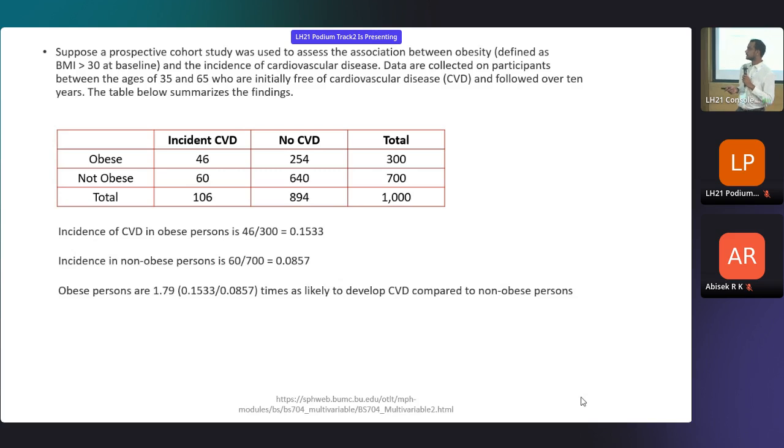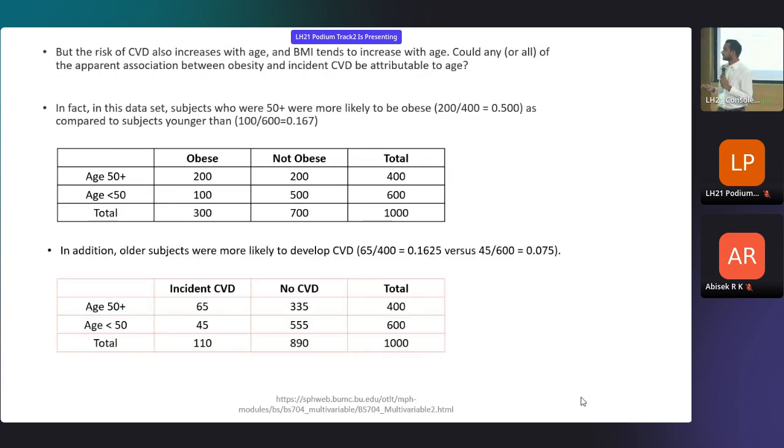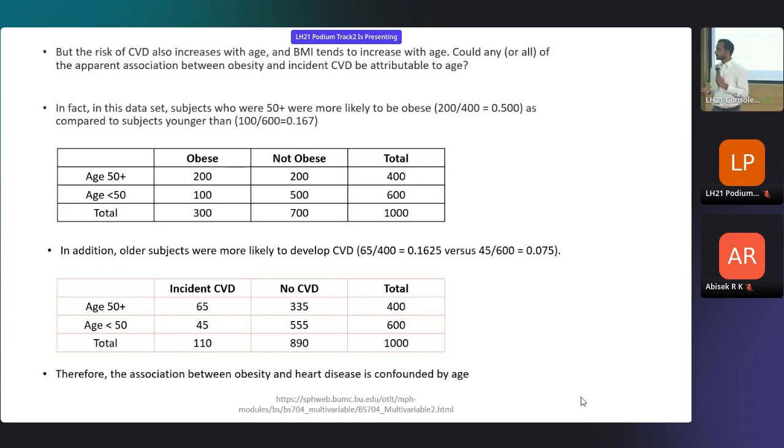But this sample is across an age range of 35 to 65, so there could be the effect of age, right? Age can affect both obesity and the incidence of cardiovascular disease. If we look at the numbers, we observe that age indeed has an effect on obesity. Older people have a higher incidence of obesity, almost 50%, but for younger people, less than 50, it's only 16%. Similarly, age also has an effect on cardiovascular disease. So we can say that the effect we are looking at is confounded by age.